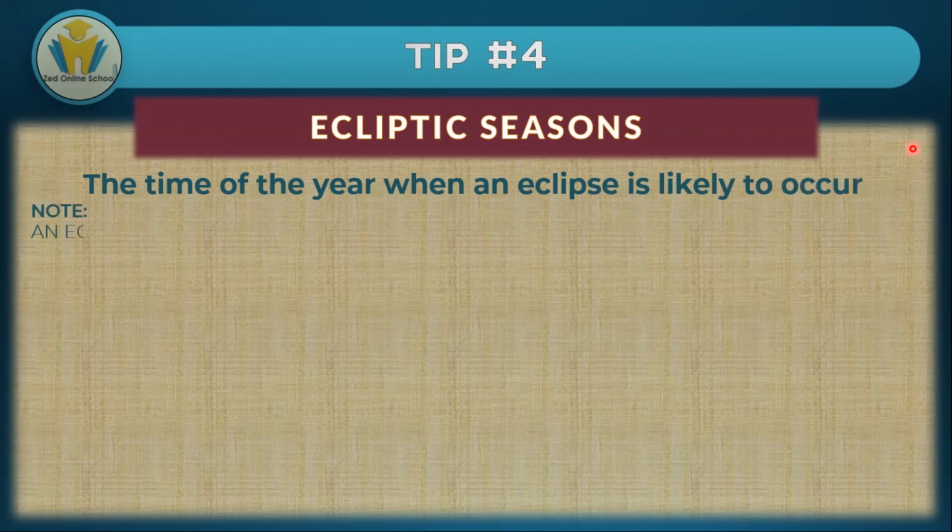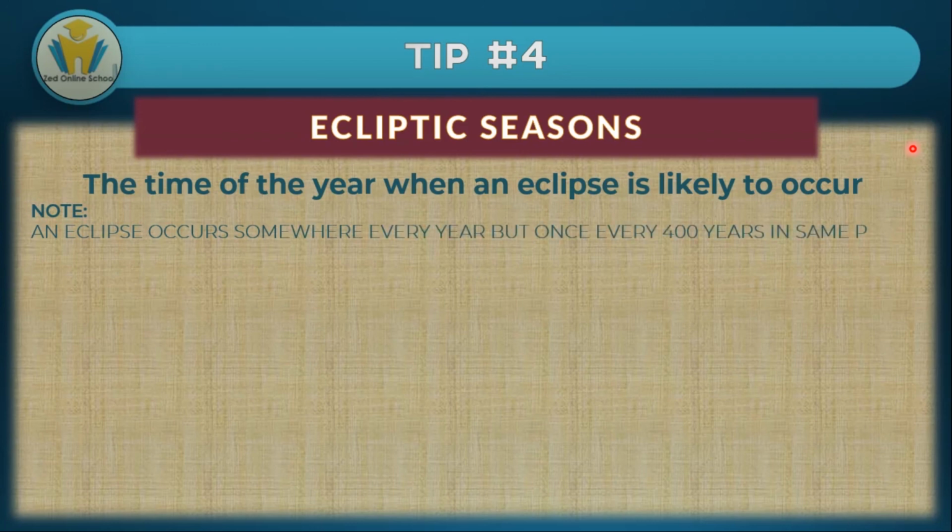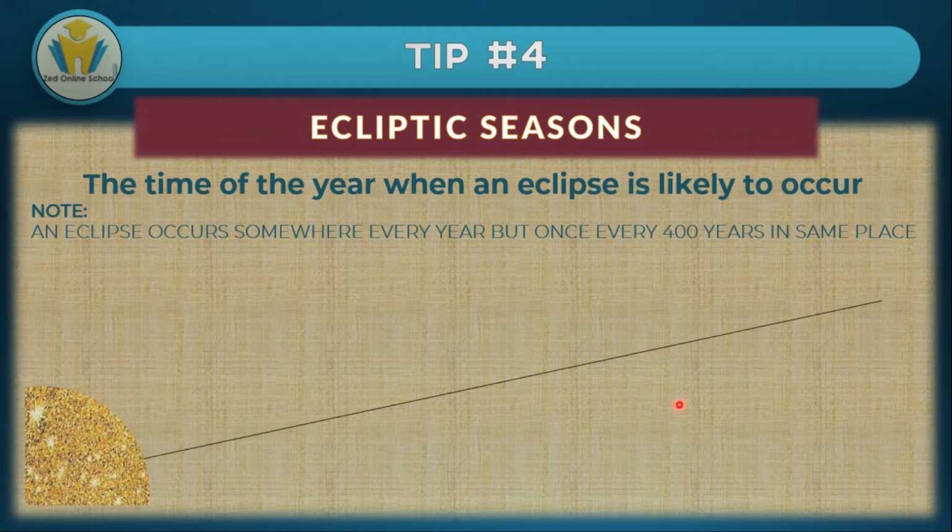One thing you must note is that an eclipse occurs somewhere every year, but only once every 400 years in the same place. Practically, it's close to 400. To understand an ecliptic season, let's try to use an illustration. We've got the sun here and an imaginary straight line. When the sun, the moon, and the Earth are in this line, then an eclipse can occur.